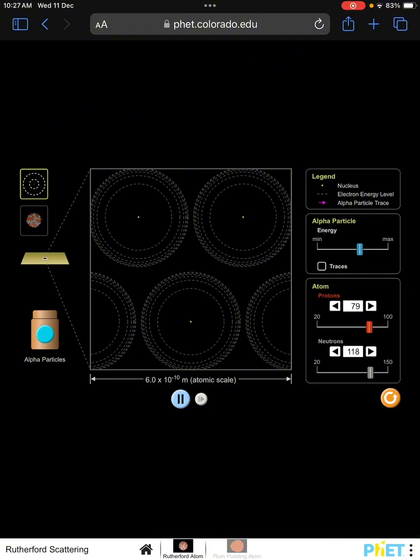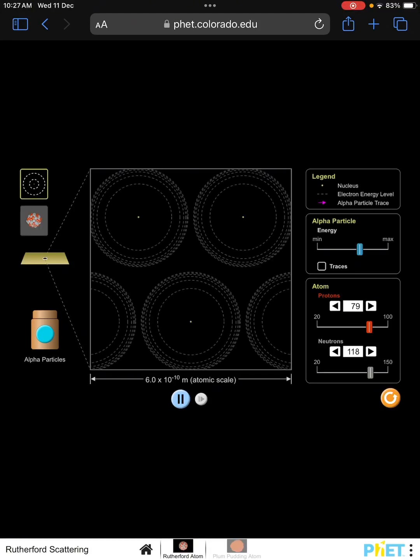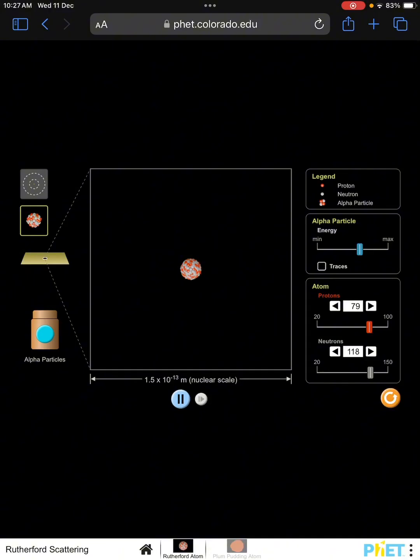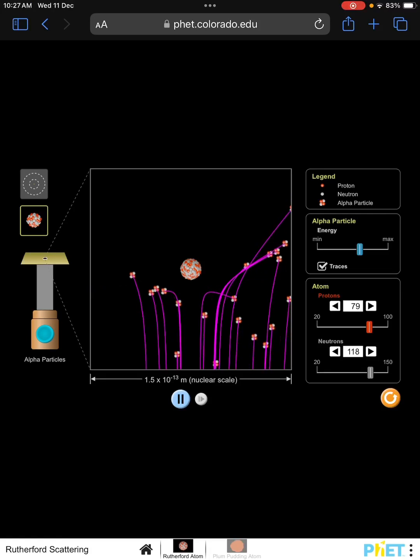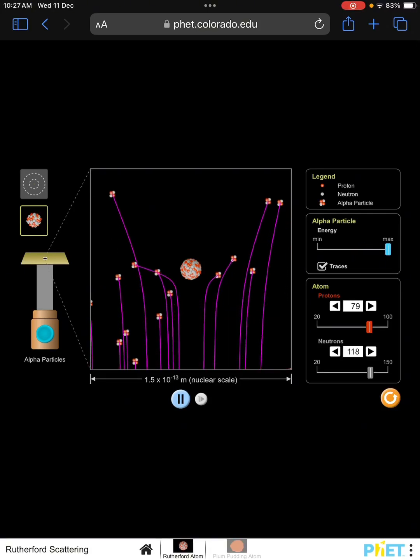So here we have the atomic scale again, and I think you can change the scale as well here. They have two scales you can select between, seeing what's going on at the nuclear level and seeing what's going on at the atomic level. So let's start with the nuclear level. Press the button so we have alpha particles coming in. Let's draw the traces and let's increase the speed because it's cool.